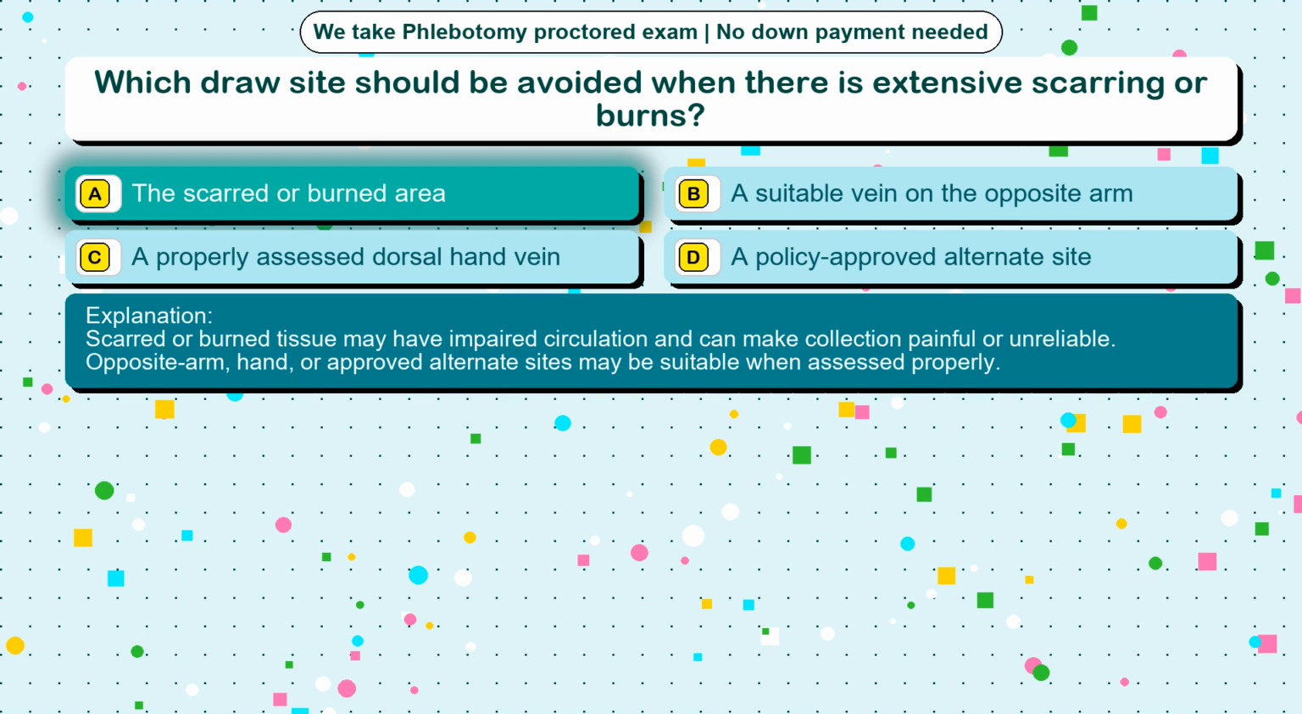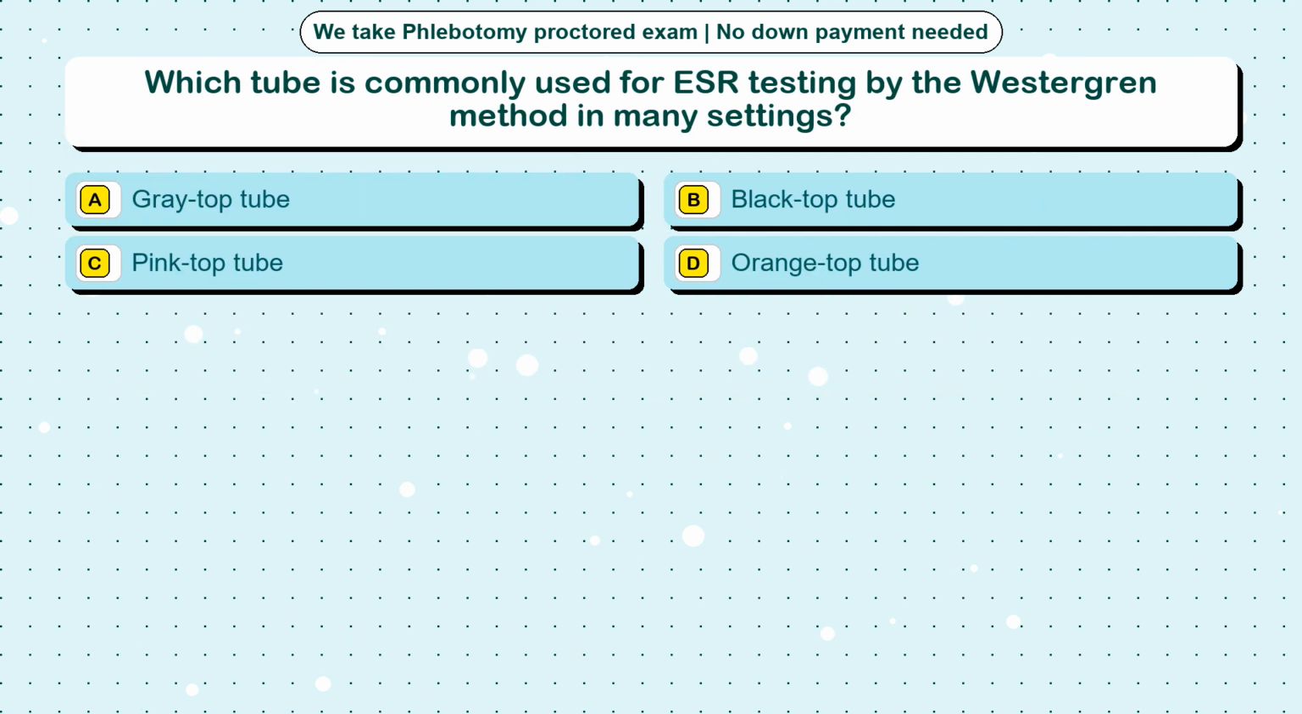Scarred or burned tissue may have impaired circulation and can make collection painful or unreliable. Opposite arm, hand, or approved alternate sites may be suitable when assessed properly. Question 53. Which tube is commonly used for ESR testing by the Westergren method in many settings? Option A, gray top tube. Option B, black top tube. Option C, pink top tube. Option D, orange top tube.